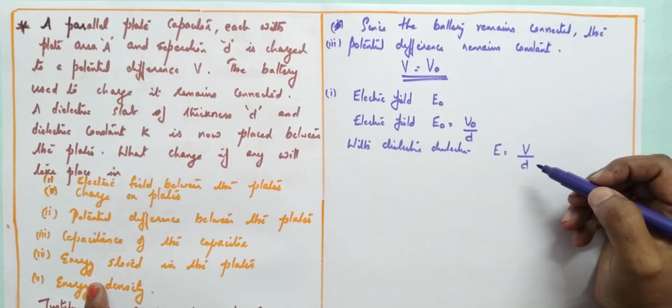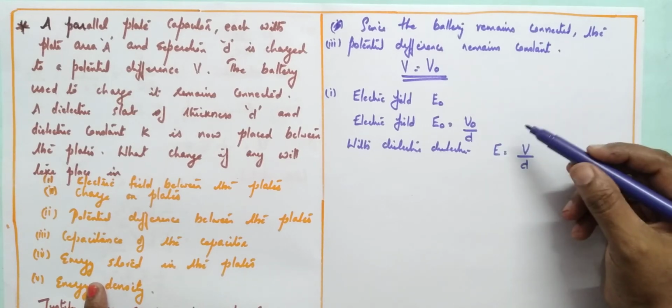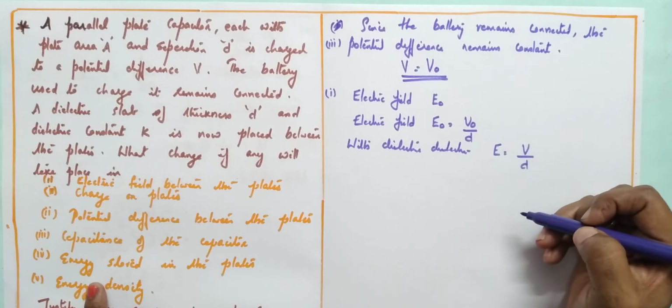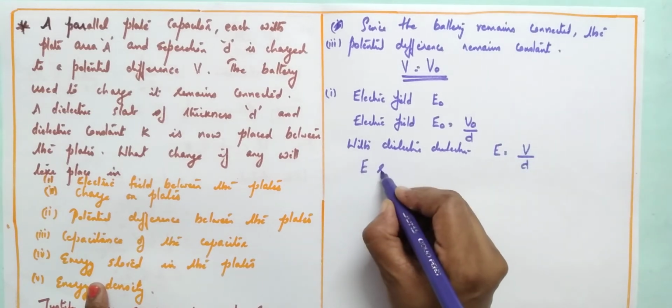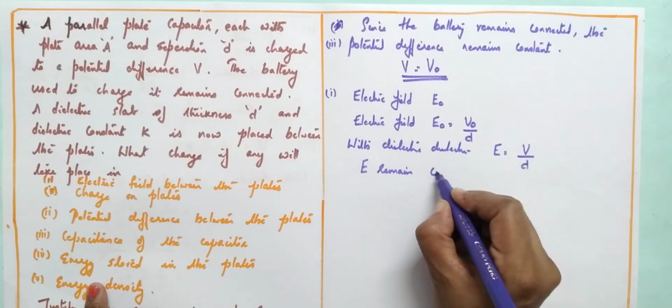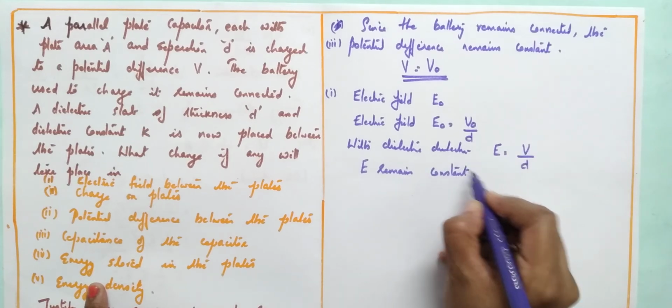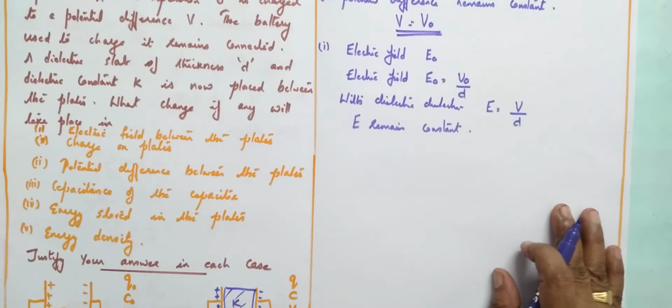So what happens to the electric field? The electric field also remains constant because the electric field depends on the potential difference. Since the potential difference remains constant, the electric field remains constant. Okay, now the third one.